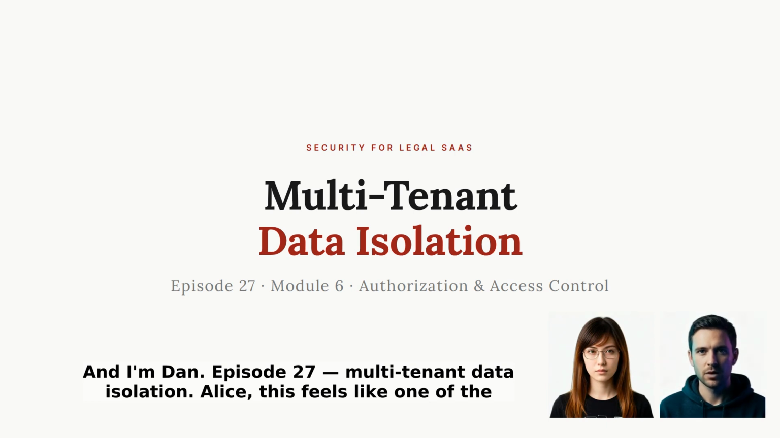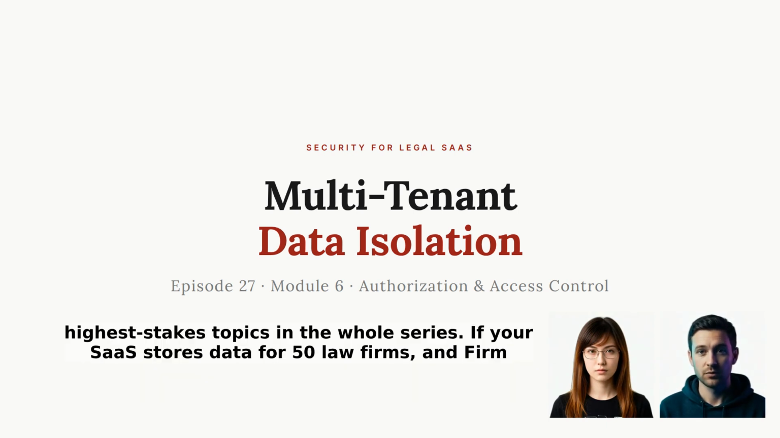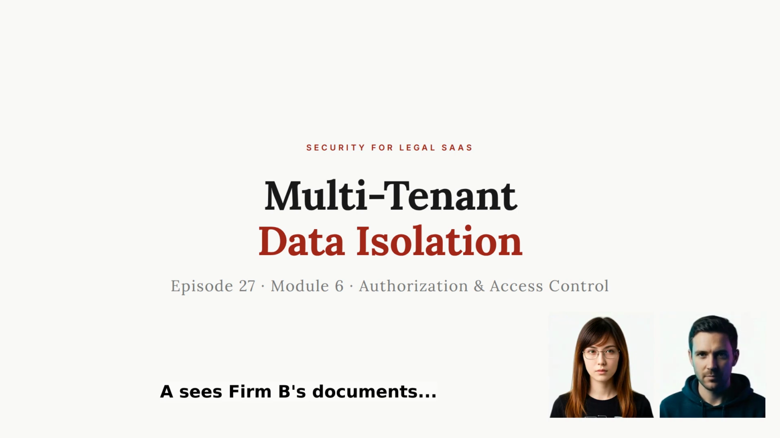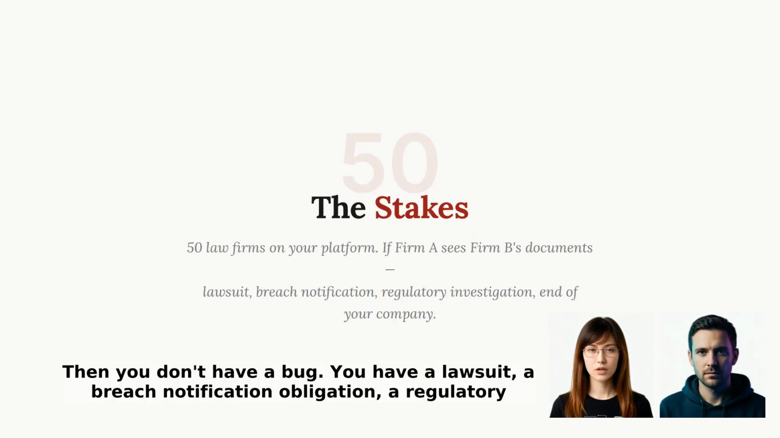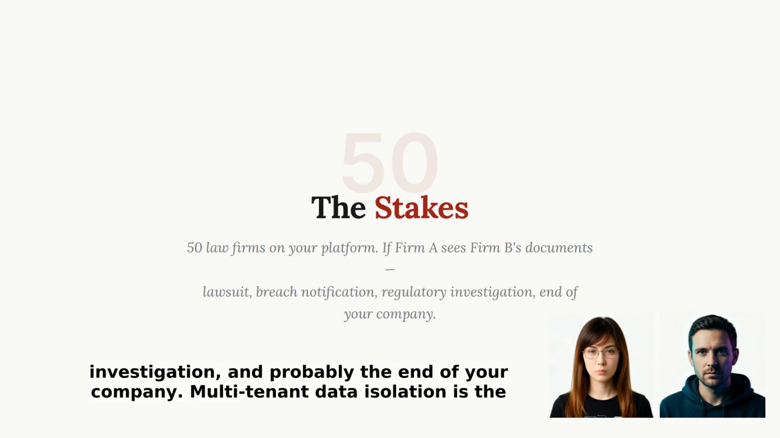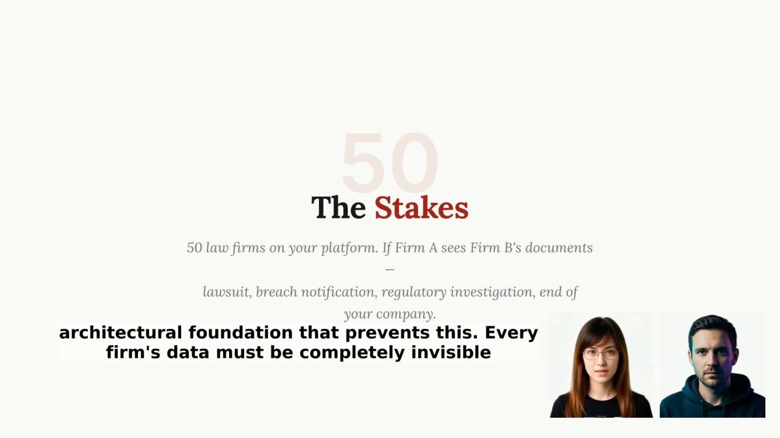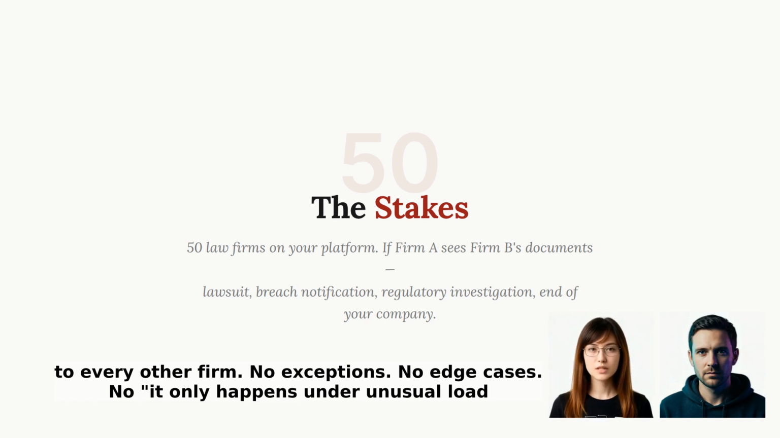Alice, this feels like one of the highest stakes topics in the whole series. If your SaaS stores data for 50 law firms and firm A sees firm B's documents, then you don't have a bug. You have a lawsuit, a breach notification obligation, a regulatory investigation, and probably the end of your company. Multi-tenant data isolation is the architectural foundation that prevents this. Every firm's data must be completely invisible to every other firm. No exceptions, no edge cases.